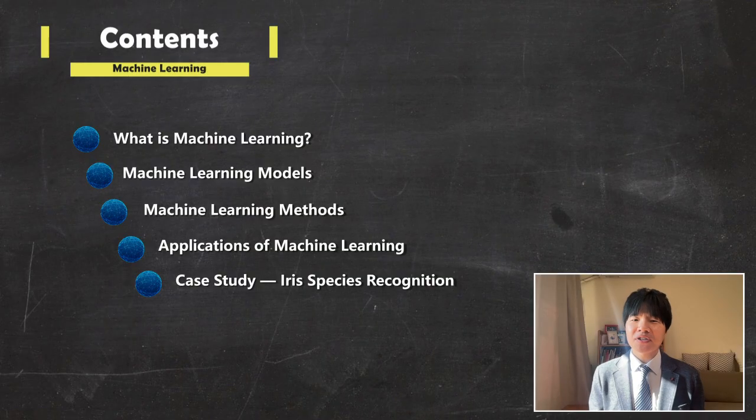Alright, let's dive into Chapter 3, Machine Learning. It consists of several parts. Part 1, what's machine learning? Part 2, machine learning models. Part 3, machine learning methods. Part 4, application of machine learning. The last one, case study, insect species recognition.